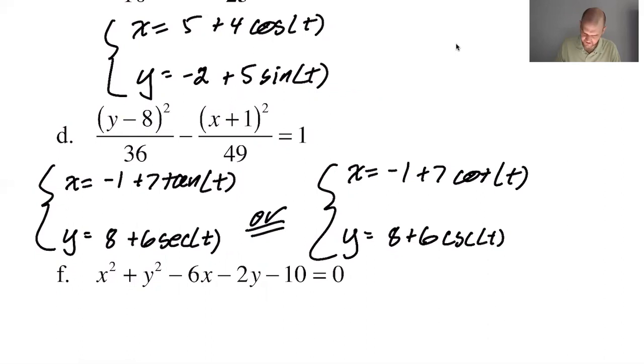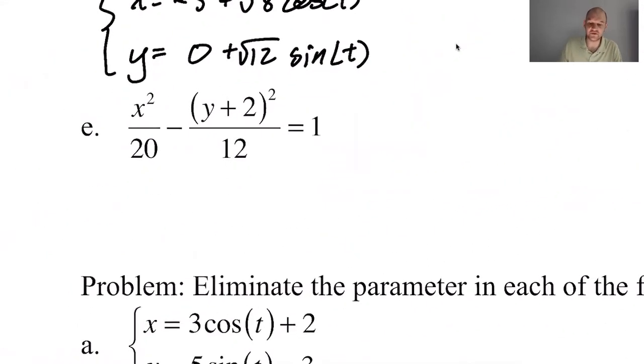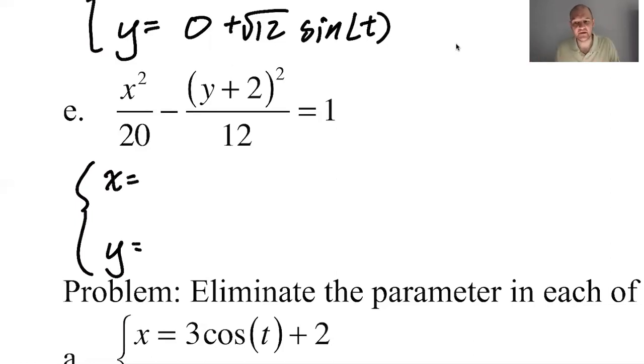And then obviously I recommend that you try to graph these. You could graph them on your Inspire, you could graph them on GeoGebra, a lot of options. Two squareds and a minus, it's definitely a hyperbola. So I need to make sure that I get the secant and the tangent in the right places.